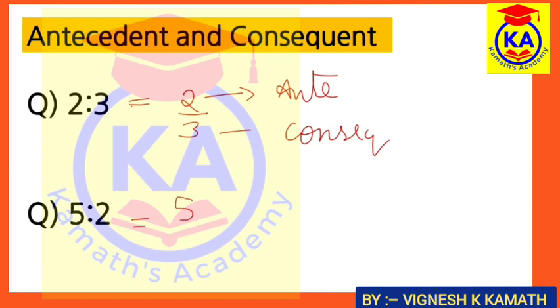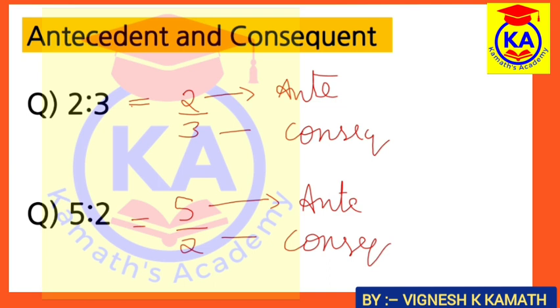Look at the second example. 5:2 can be expressed as 5/2. 5 is the antecedent and 2 is the consequent. I hope you are clear with the antecedent and consequent concept. Let's move on to the next concept.